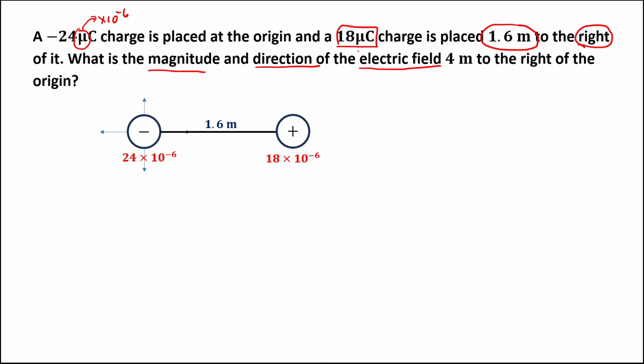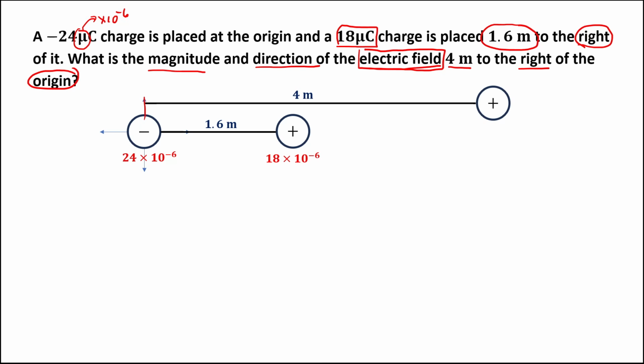Then to find the magnitude and the direction of this electric field, take note, 4 meters to the right of the origin. Since this is the origin, to the right the range is 4 meters. Now take note that the test charge is always positive. So this is now the test charge.